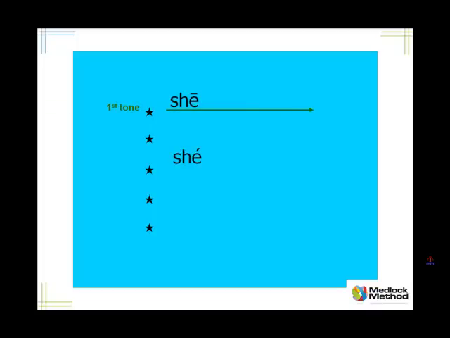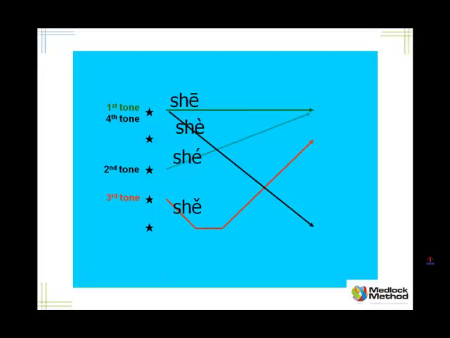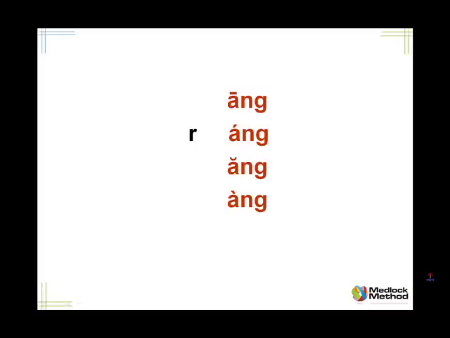And second one is rising tone. 舍. Okay, you go. And the third one is the falling and rising. 舍. Okay, you go. And the fourth one is the falling tone. 是. Okay, you'll go. Good. Okay, now. Okay, listen, please.